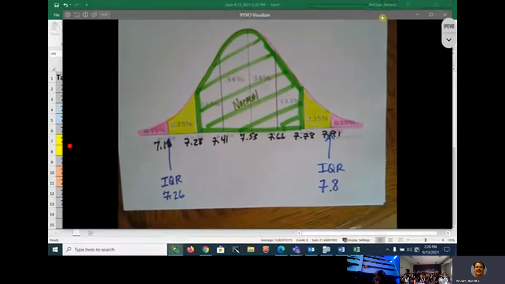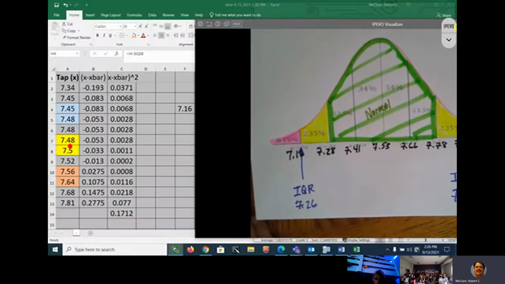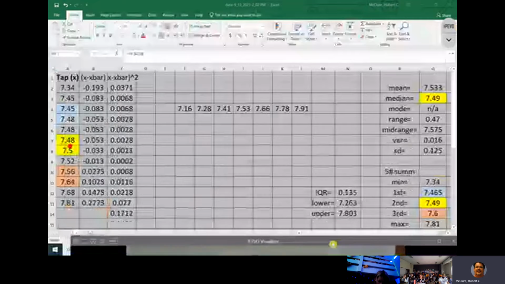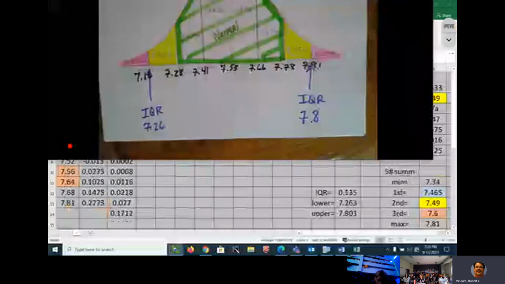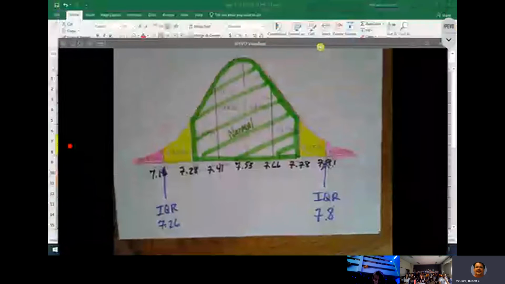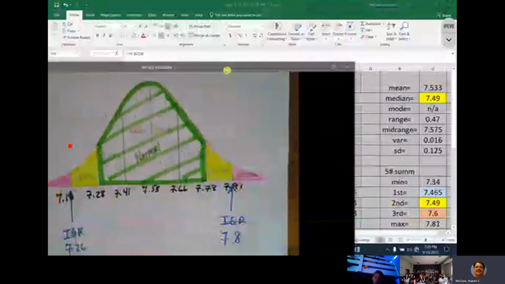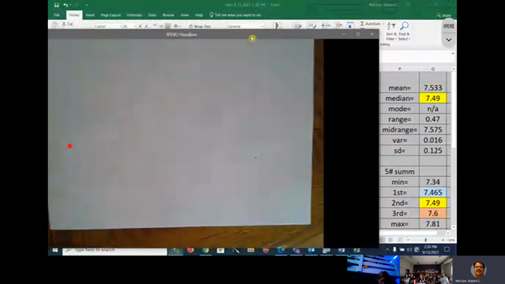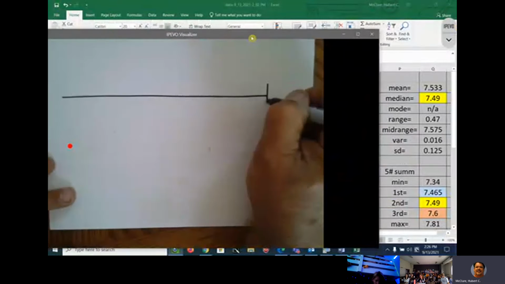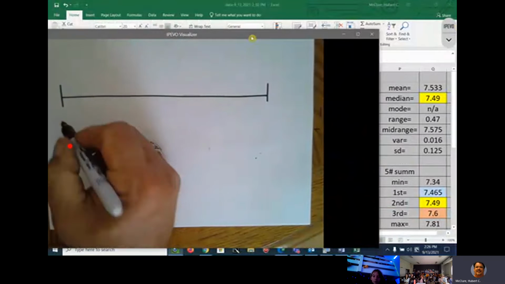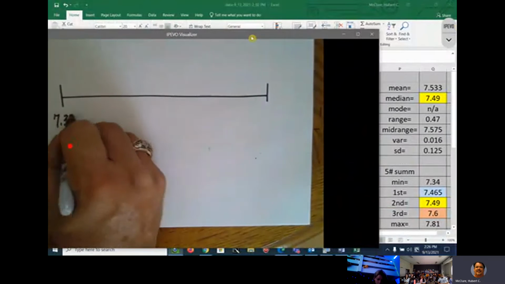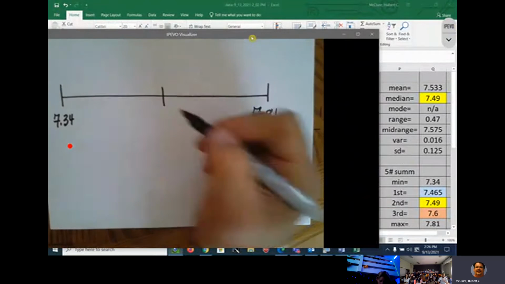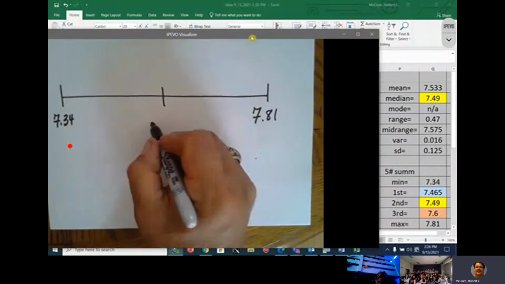Now, I've just shown you everything that I could possibly ask you on a test. Everything from the mean, median, mode, range, mid-range, variance, the 5 number. Oh, we hadn't done the box plot. I'll do that for you right quick. The box plot's pretty simple. Draw your number line. Number line has 7.34 right here and 7.81 right here, and the mid-range is 7.58.